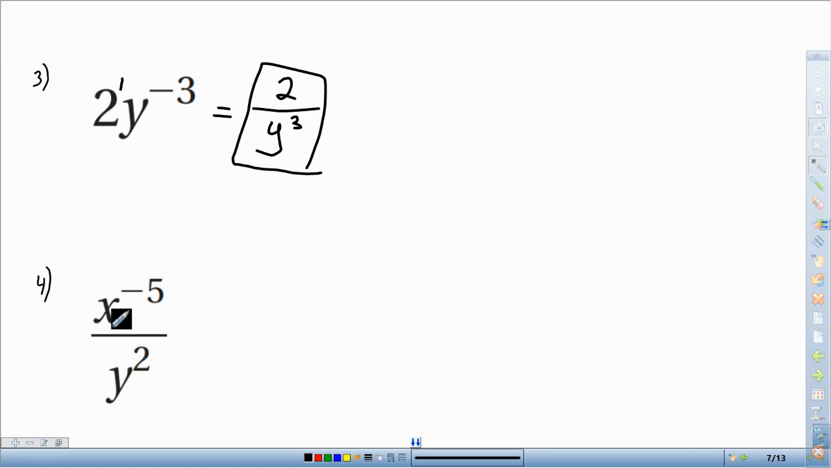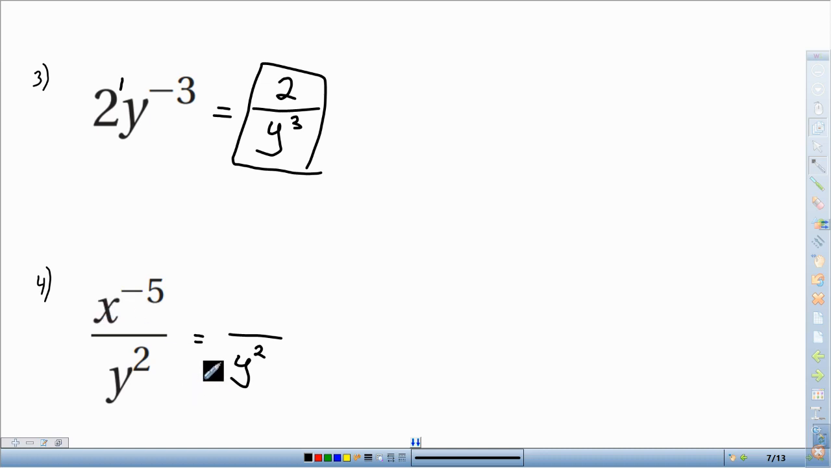Taking a look at number 4, this is kind of the same idea. The first thing I notice is this y to the power of 2, it's not moving. It's in the denominator. It does not have a negative exponent. It's staying down here. But this x to the power of -5, it needs to move to be able to turn positive. So it's going to move down to the denominator.